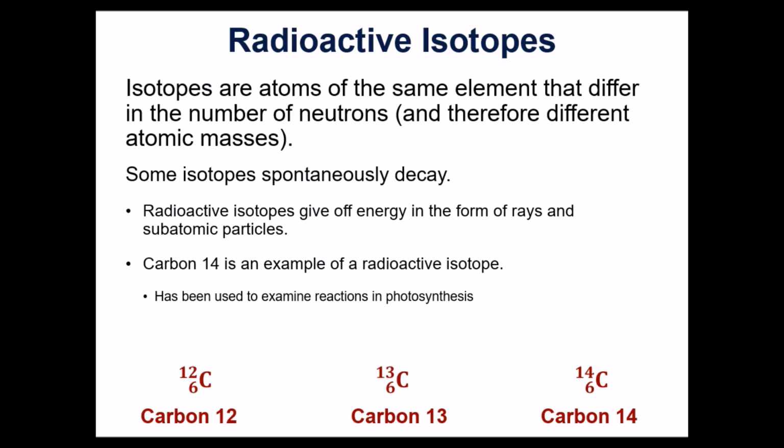But what happens if we add a neutron to it? It would look like this. This is carbon 13, and notice it still has 6 protons. I didn't change that, but you've added a neutron, and so now the mass number has changed to 13. Same thing about carbon 14. You may have heard of carbon 14.